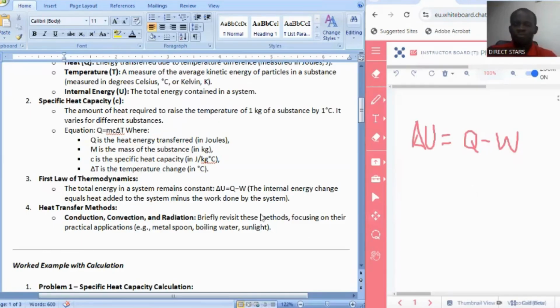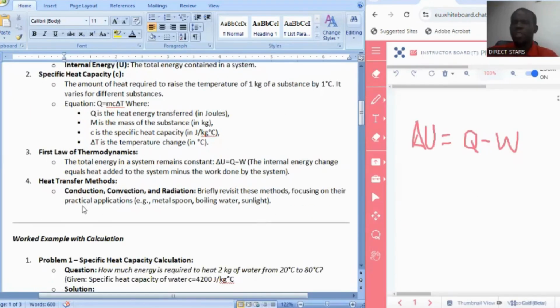I also said we are going to look briefly at the heat transfer methods. How is heat transferred? As we have defined, heat moves from a place of higher temperature, a hot object, to a cooler object. There are different methods in which heat is transferred. It can be through conduction, convection, or radiation. We have treated this before now. It's just a recap. All of these are under thermodynamics.